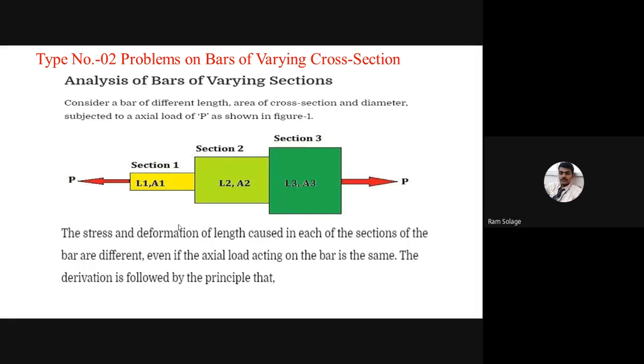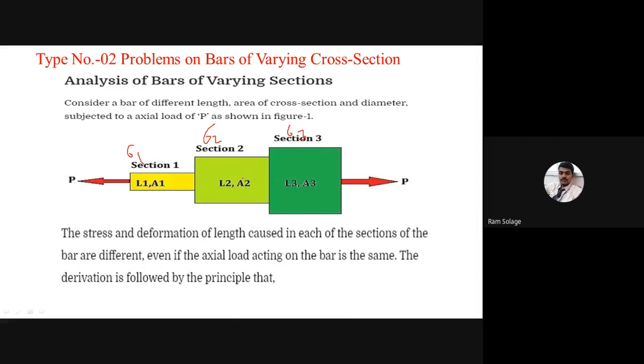In this problem, they are giving the load, that is P, which is common for all sections. The stress, strain, and change in length for each section will be different. Suppose we have to calculate the sigma 1. Sigma 1 means what? Sigma 1, it is the stress in section number 1. Sigma 2, it is the stress in section number 2. And sigma 3, it is the stress in section number 3. This is sigma 1, sigma 2, sigma 3.